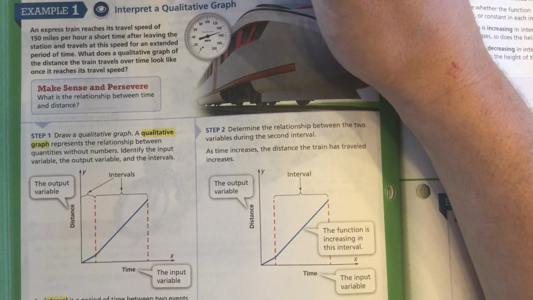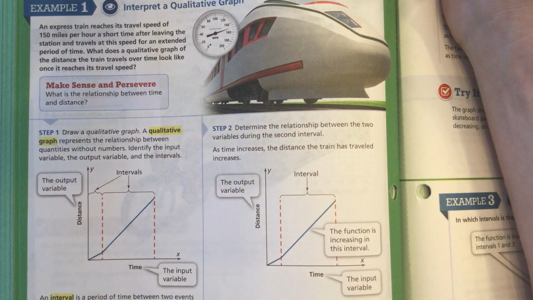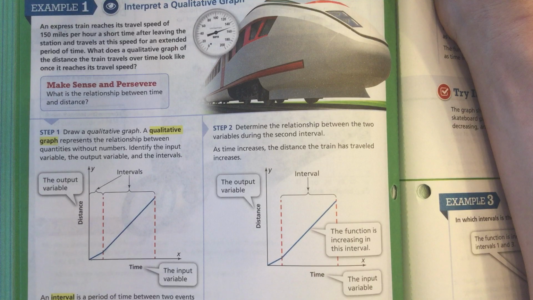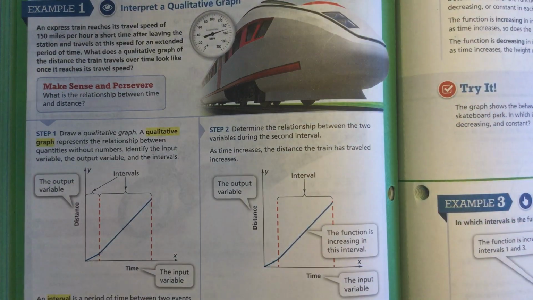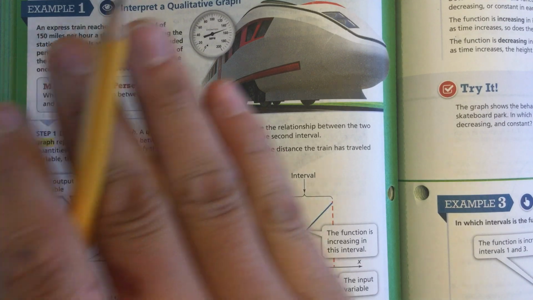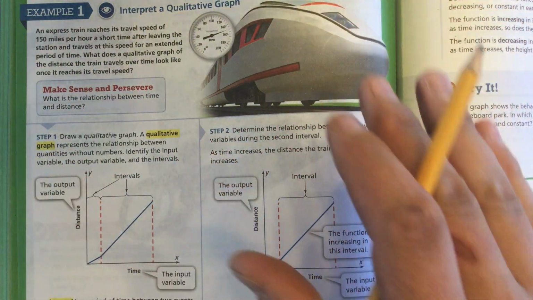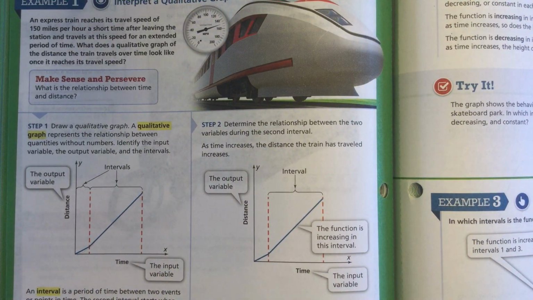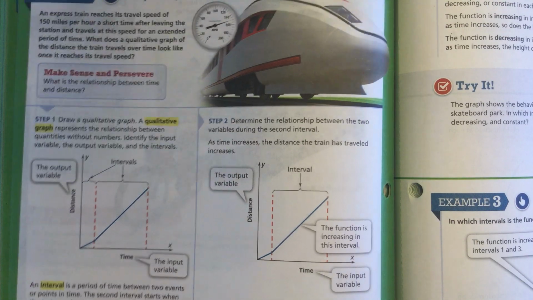So, interpreting a qualitative graph. We're looking at a speed train here. An express train reaches a traveling speed of 150 miles an hour a short time after leaving the station and travels at this speed for an extended period of time. What does a qualitative graph of the distance the train travels over time look like once it reaches its travel speed? Obviously it's going to be gaining speed, because it starts at 0, and it gains speed, then it'll get to the speed it's trying to get to, and then it'll stay at that speed. Let's see what it looks like, because we're talking about time and distance, so we're not talking about miles per hour necessarily, but it kind of equates to that.